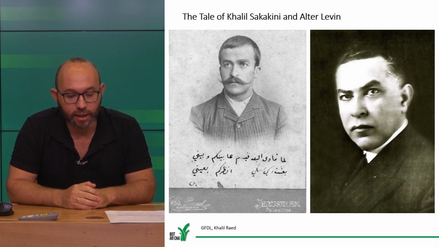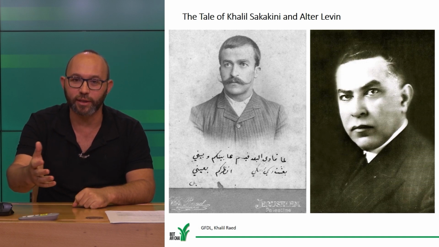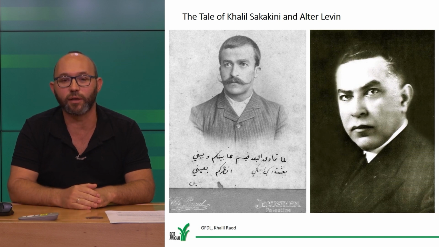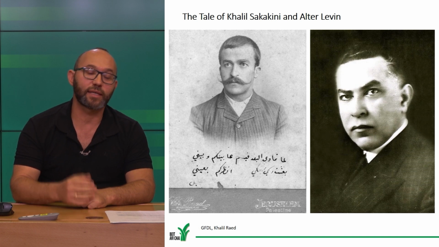And Alter Levin comes to the house of Khalil Sakakini in the middle of the night and knocks on his door. And he wakes up and he sees his student, and says, what are you doing here? I know that the authorities are looking for you. And he said, yes, I'm on the run and I need you to hide me.